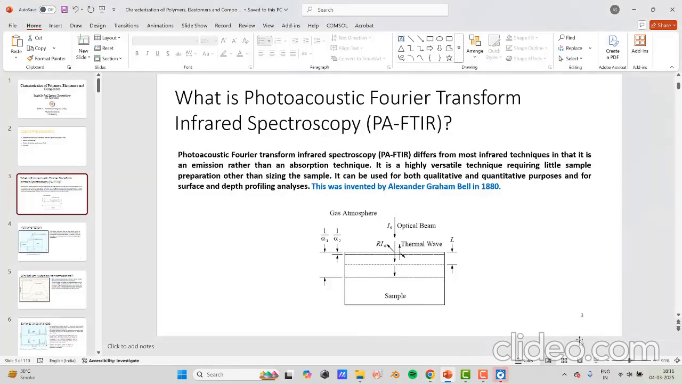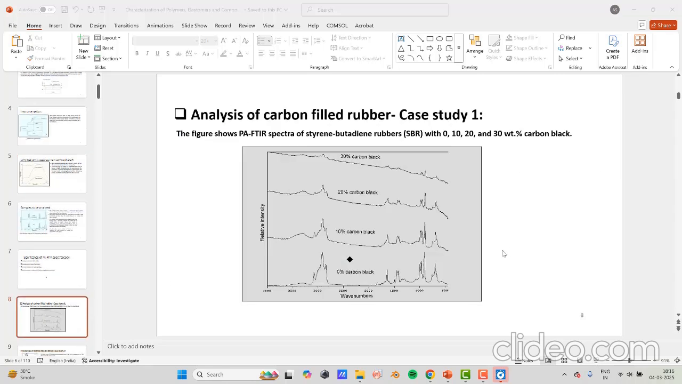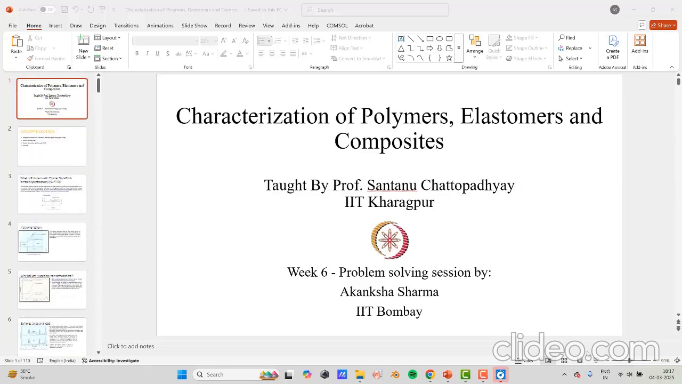Yeah. So starting with the photoacoustic FTIR. It's not going with the presentation.